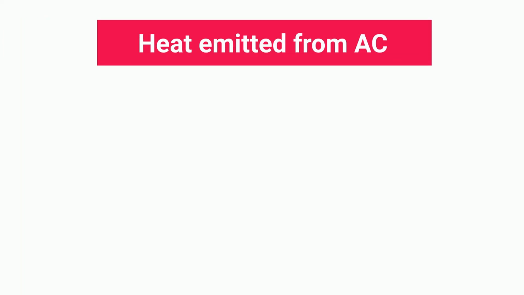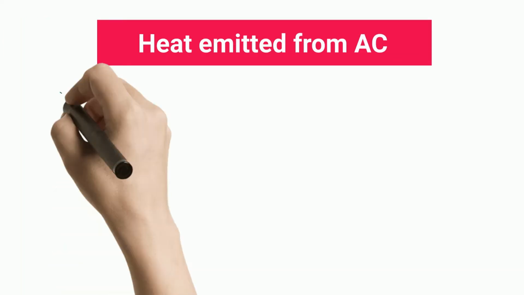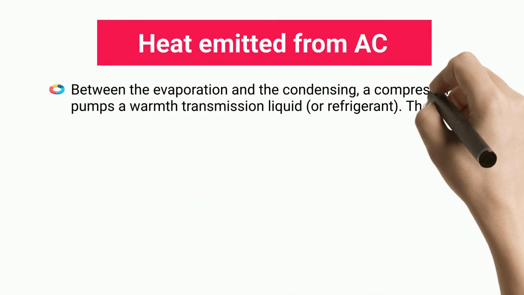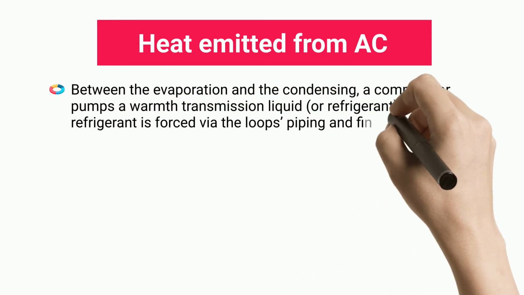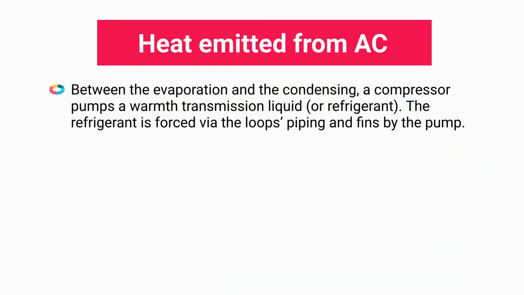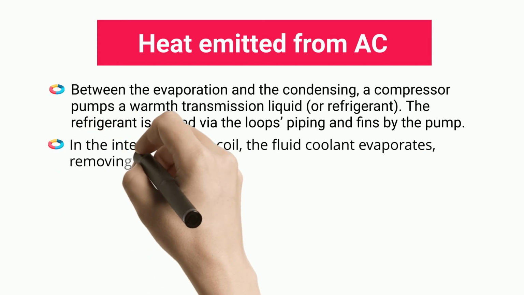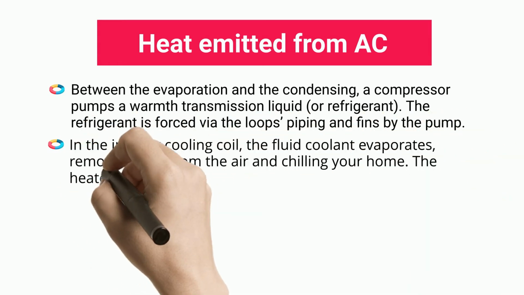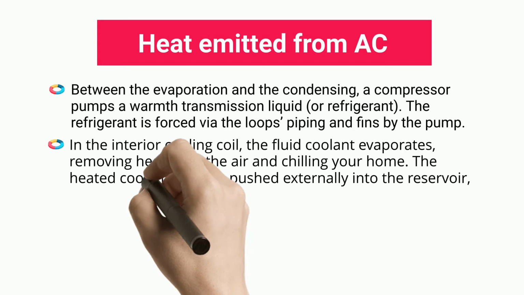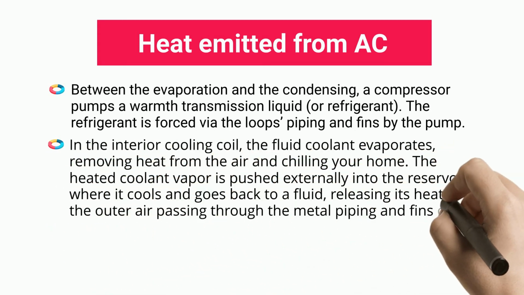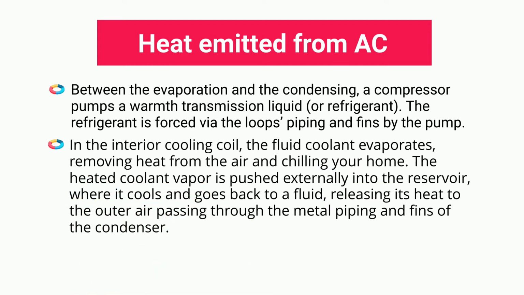Heat emitted from AC. Between the evaporation and the condensing, a compressor pumps a warmth transmission liquid, or refrigerant. The refrigerant is forced via the loops, piping and fins by the pump. In the interior cooling coil, the fluid coolant evaporates, removing heat from the air and chilling your home. The heated coolant vapor is pushed externally into the reservoir, where it cools and goes back to a fluid, releasing its heat to the outer air passing through the metal piping and fins of the condenser.